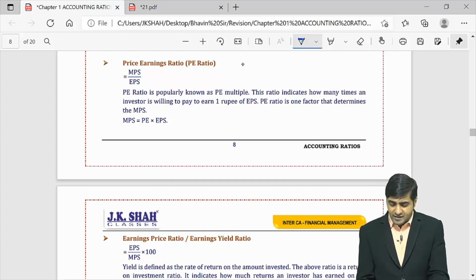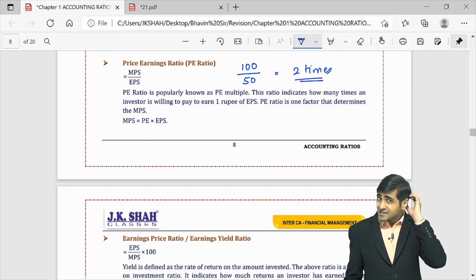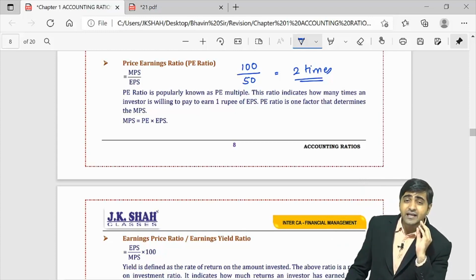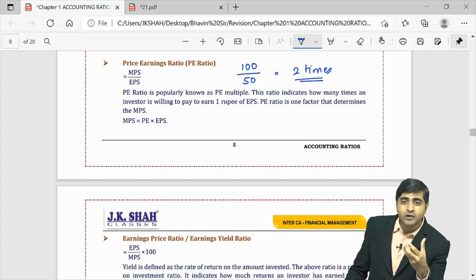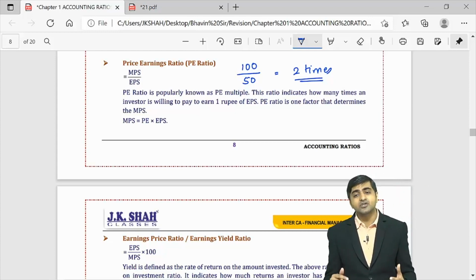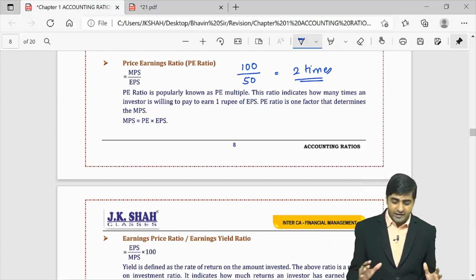Suppose your MPS is 100 rupees and your EPS is 50. Can I say your P/E ratio is 2 times? Yes or no? Then the answer is yes. My dear students, always remember that the higher the P/E ratio, the higher the willingness of equity shareholders to pay. Suppose your market price per share is 100 rupees and your EPS is just 10 rupees. The equity shareholders are willing to pay 10 times more to earn 1 rupee of EPS. So a higher ratio indicates that the willingness of equity shareholders to pay is relatively more. That is why higher the ratio, higher is the willingness.